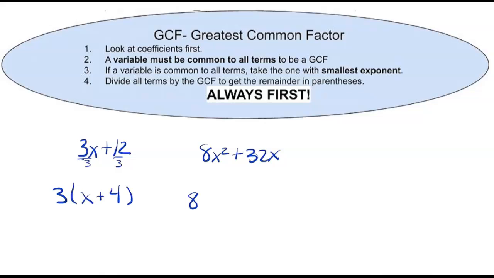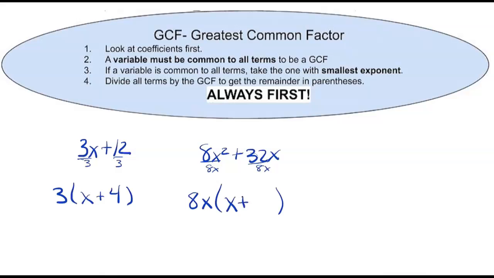I need to get out the one with the smallest exponent. Who has the smallest exponent? Right, just x, because it's x to the first. So I'm going to take out the one with the smallest exponent. Now I'm going to go back and set up my parentheses. I need to divide every term by 8x. Well, 8 divided by 8 becomes 1, so I'm not going to worry about that. What's x squared divided by x? Yeah, it's just x. We took one of the x's out.